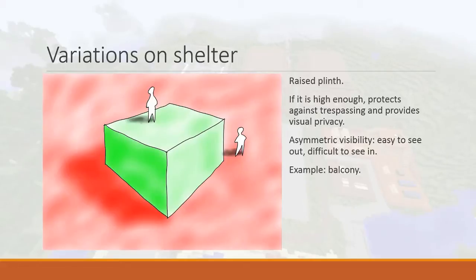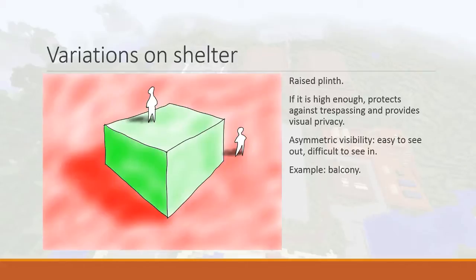So imagine you're on a balcony. If you lean over the railings of the balcony, then yes, they can see you. But if you step back, then they can't see you. So the person on the inside has a choice as to whether they want to be seen, but the person outside doesn't have a choice. So you have this asymmetry of visibility.